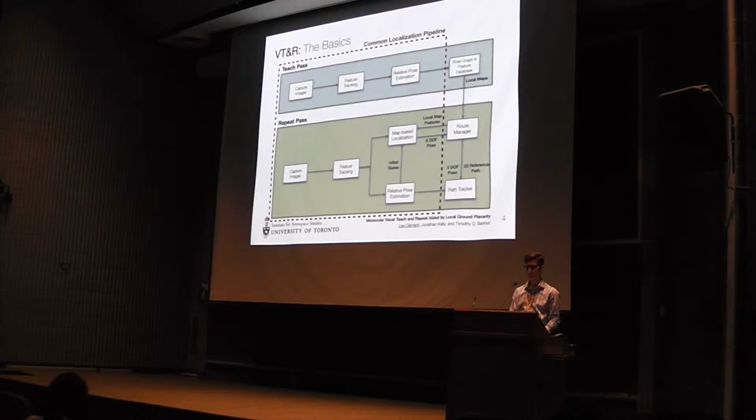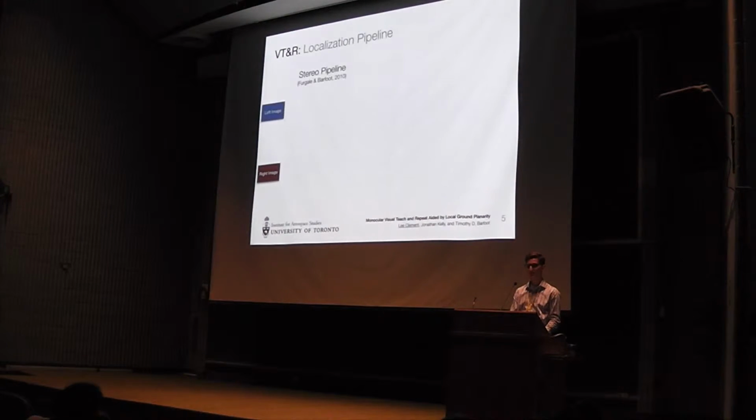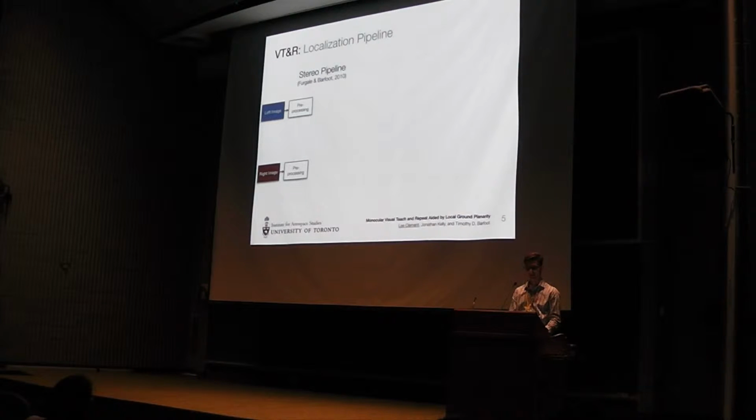I wanted to zoom in a little bit on this localization pipeline that I mentioned, which is used for both the teach and repeat passes, and go into a little more detail about it. In the original stereo pipeline, it starts off with a pair of stereo images, obviously. We do some pre-processing on them to dewarp and rectify them according to the calibrated camera model, detect SURF features in them and track them, match them between the stereo pair. And once you've done this, you can triangulate them into the world in 3D using the standard stereo equations.